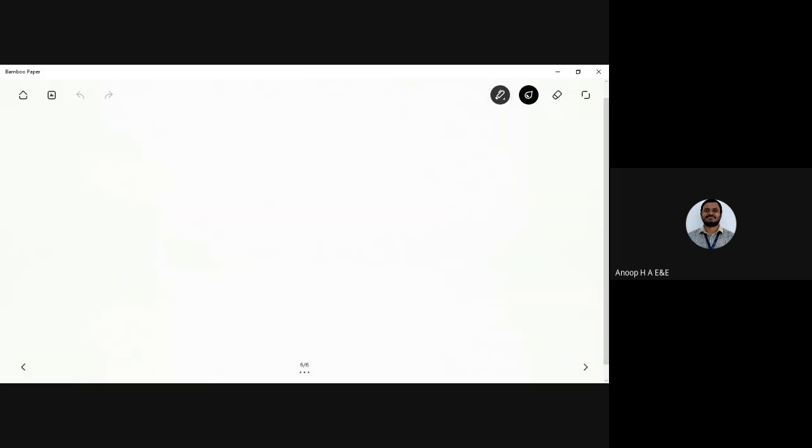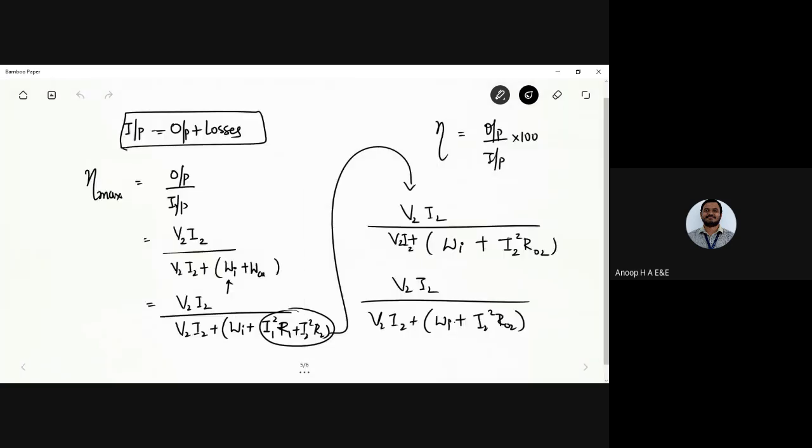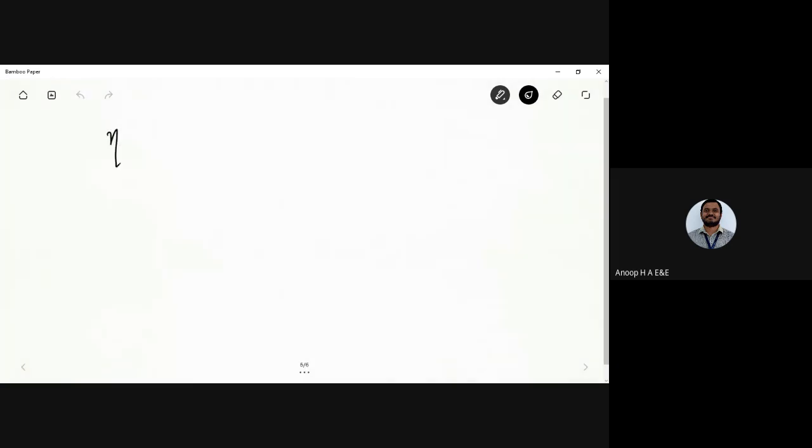Moving on to the next one, we have a simple derivation where the maximum value should be obtained. The efficiency should be maximum in such a way that it is differentiated. This value of efficiency is entirely dependent on the current flowing in the circuit. So we say d eta by dI2 should be equated to 0 for the maximum value of the efficiency, and that is what we'll find out, giving eta max.